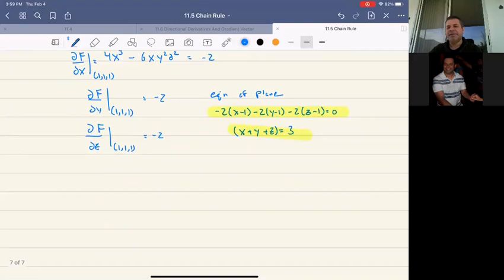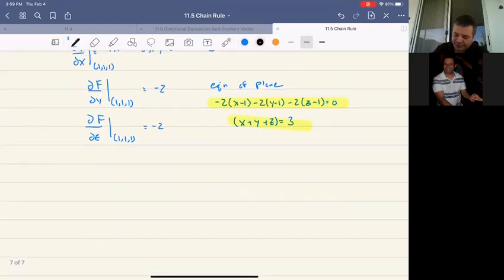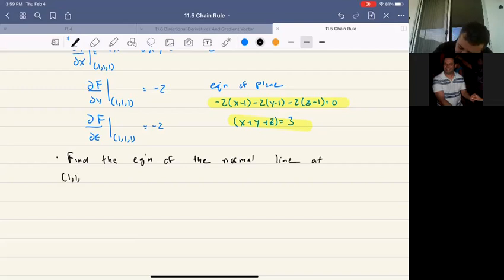Okay. Next question, we could actually also find the equation of the normal line at 1, 1, 1. That was actually the next part of this problem. Okay, that just becomes a line through 1, 1, 1 with direction also given by 1, 1, 1.